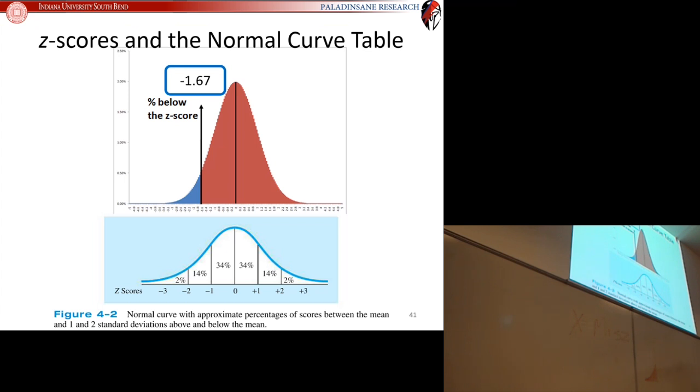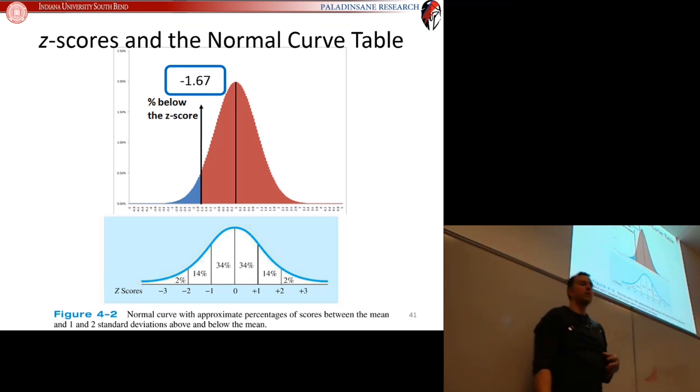But how do you use this table to make a rough estimate? What this table shows you is the percentage of the distribution between certain z-scores. Between 0 and minus 1, that's 34% of the distribution. Between minus 1 and minus 2, that's 14% of the distribution. And below minus 2, all the way to the end of the room, that's 2% of the distribution. And then you have the exact same percent, symmetrical, on the other side.